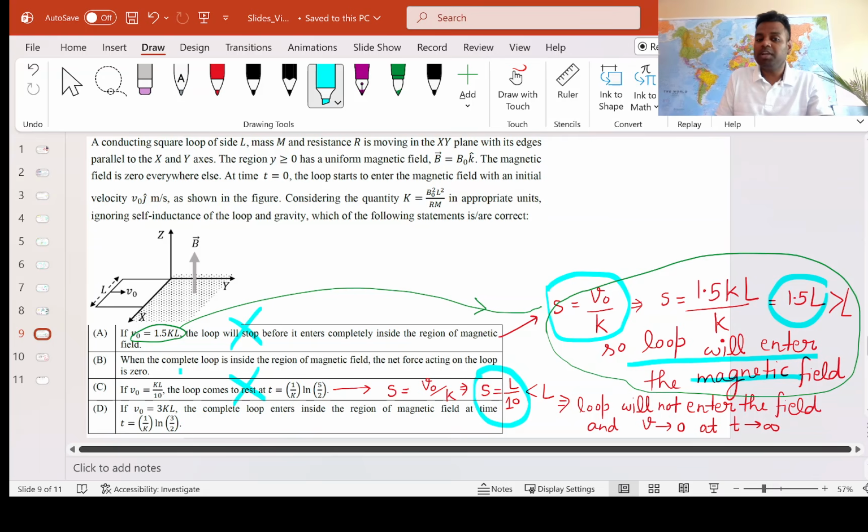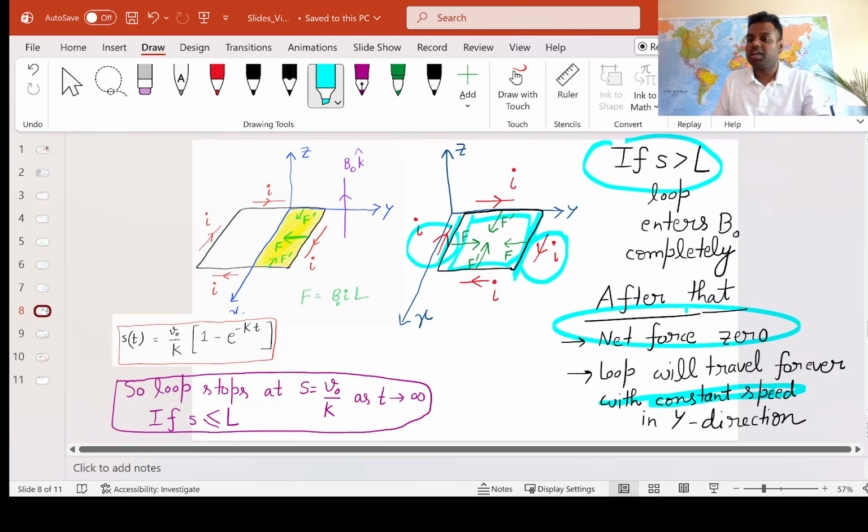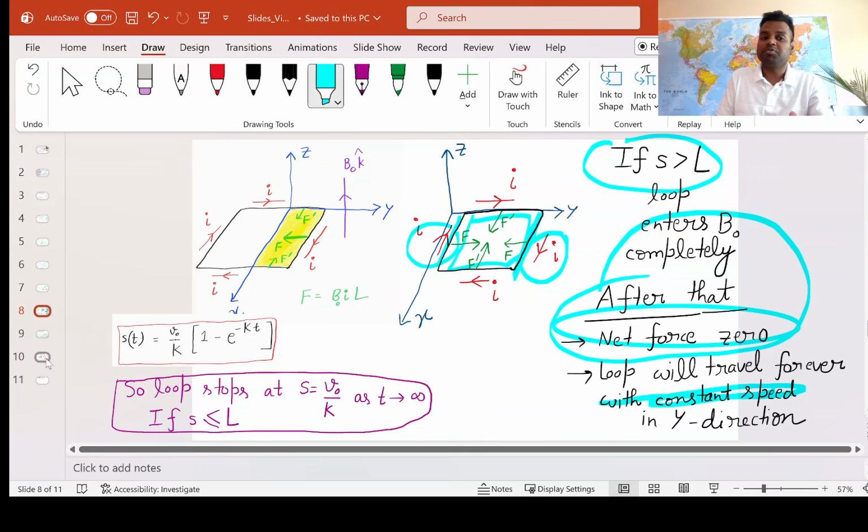B, when the complete loop is inside the region of the magnetic field, the net force acting on the loop is zero. B is correct. That's what we discussed here, right? Once you enter the magnetic field completely, the net force will be zero because of the currents cancelling each other, right? The force on different parts of the loop.